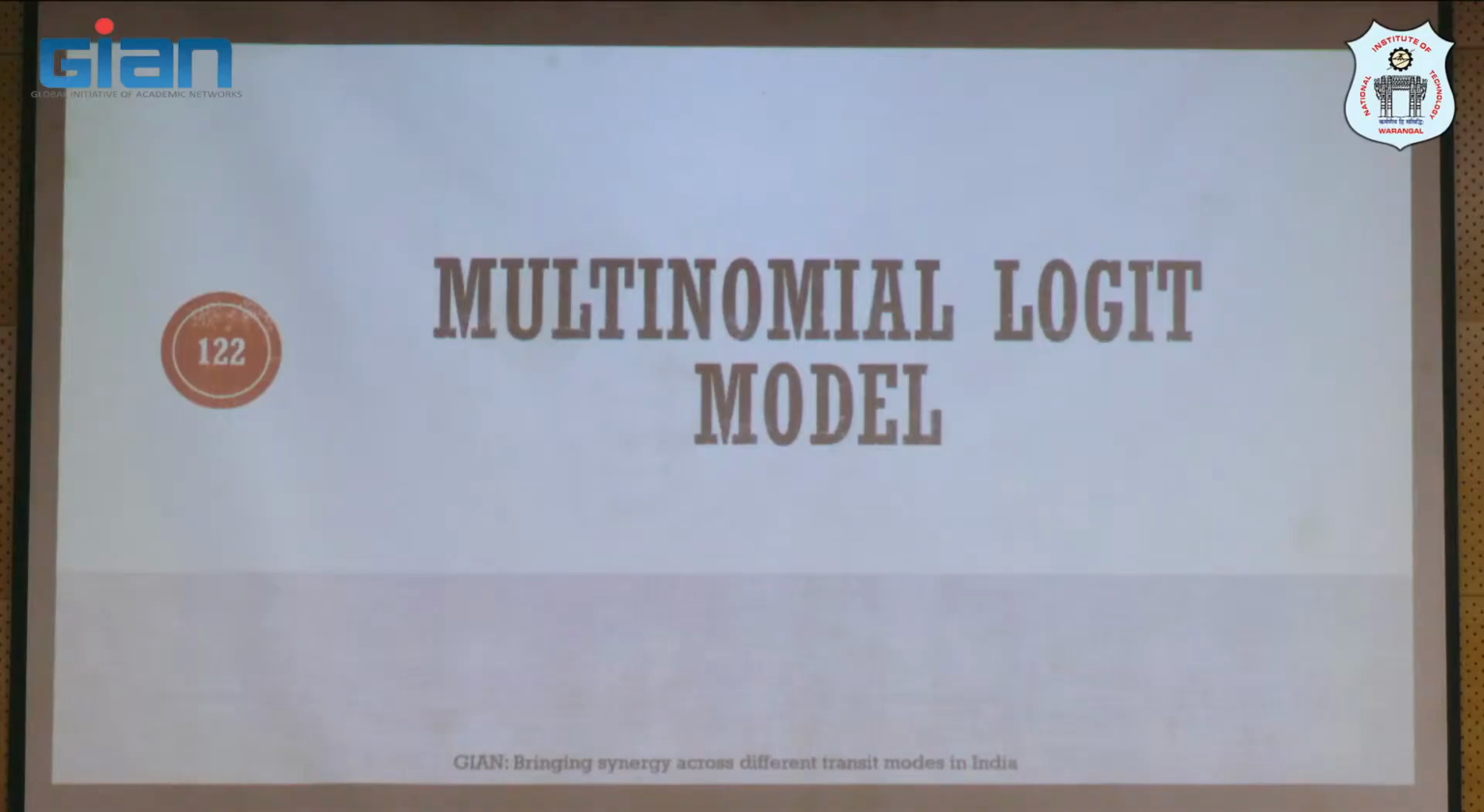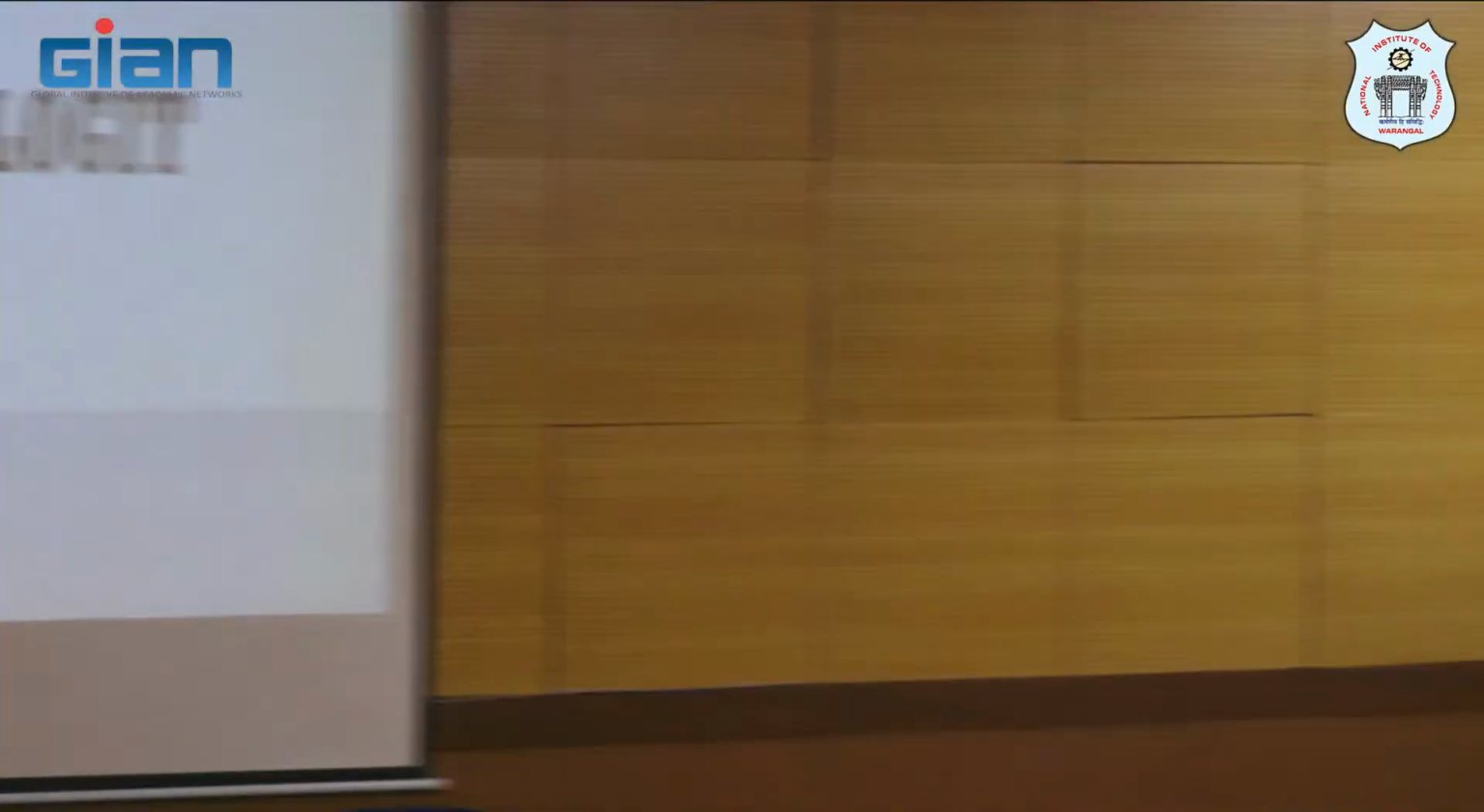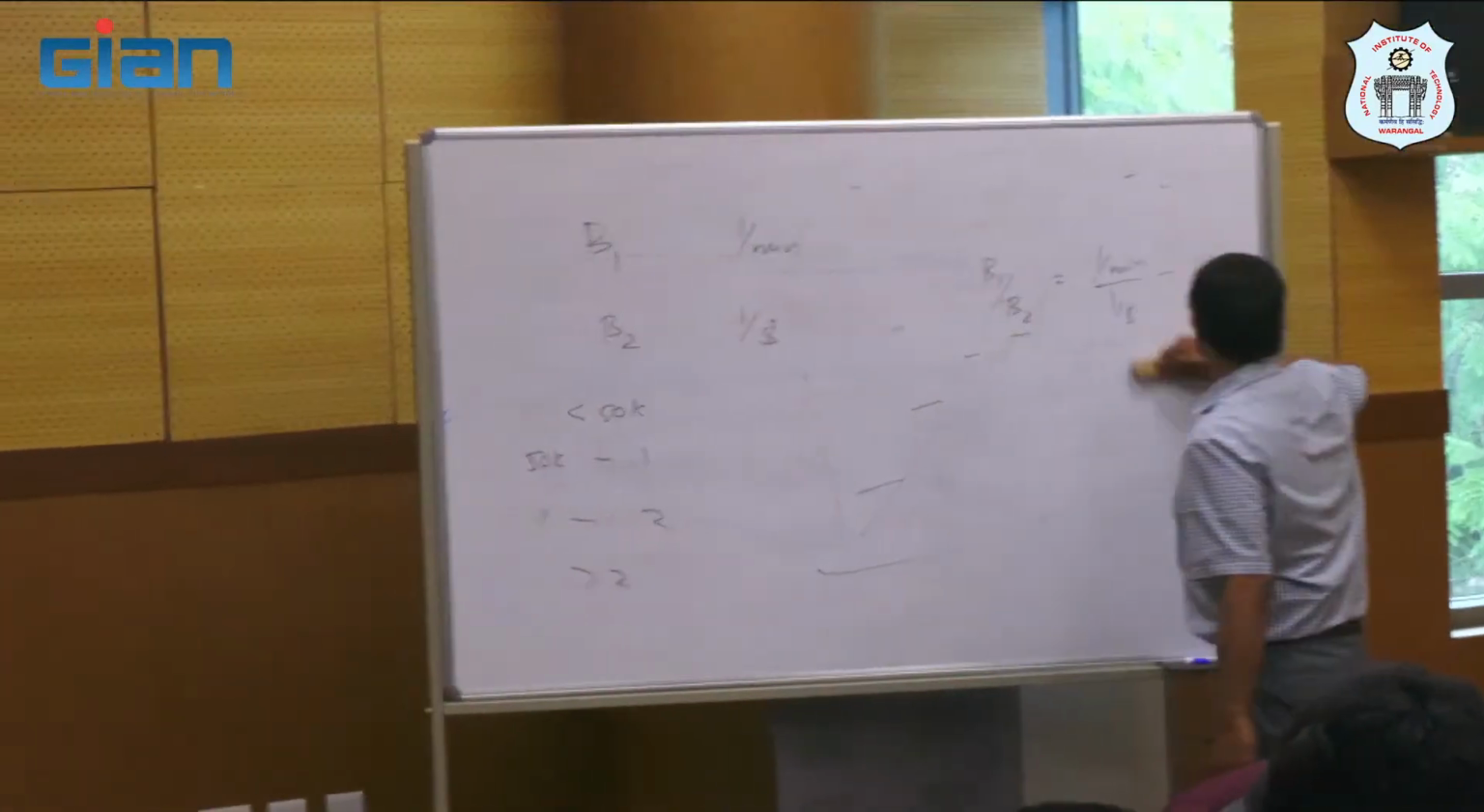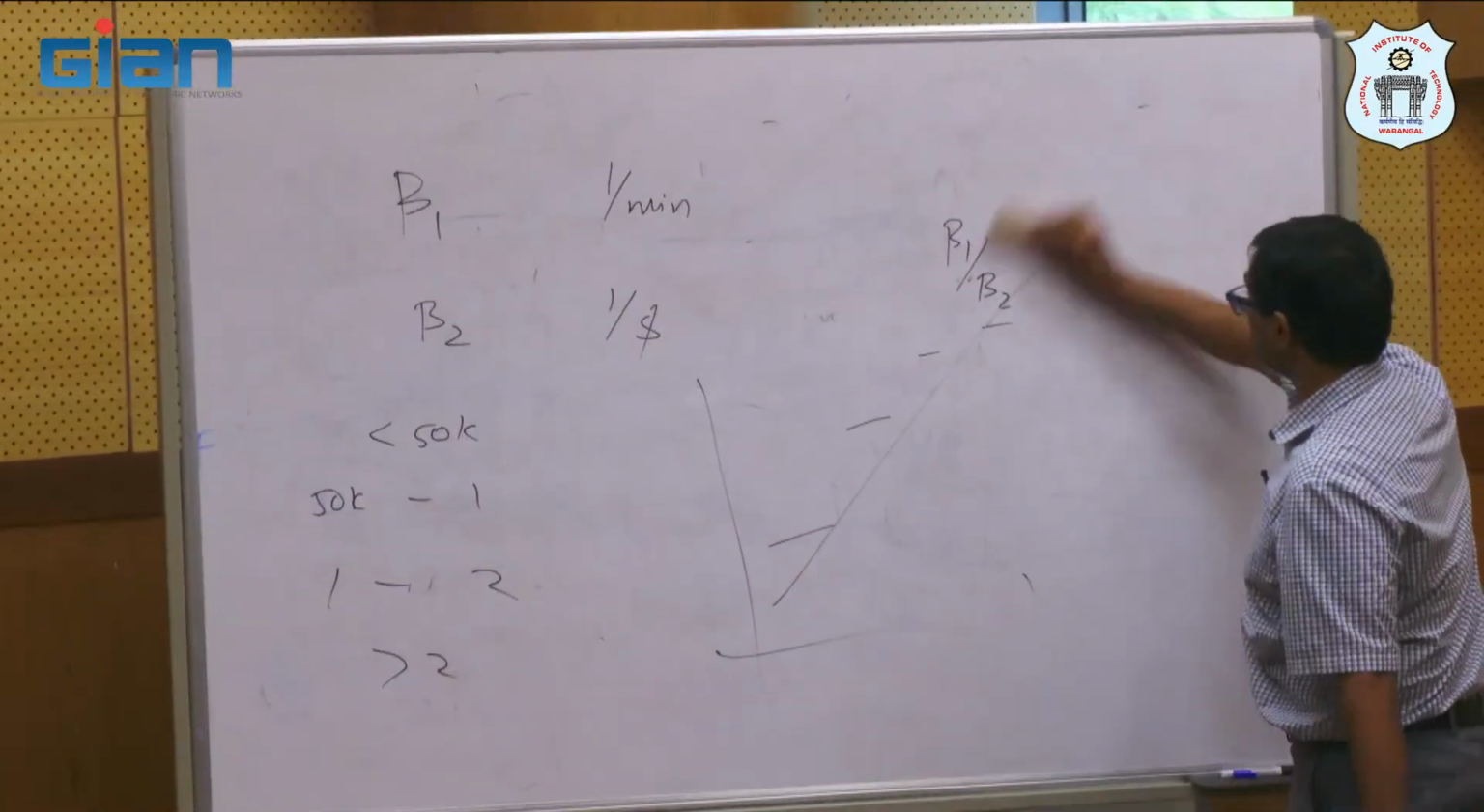So far, everything we learned about the specification directly translates to multiple alternatives also. We talked about 2 alternatives, but it directly translates to multiple alternatives. In the previous case, we had 2 alternatives. So now if we have more than 2 alternatives, how do we develop the model? This gives rise to what's called a multinomial logit model.